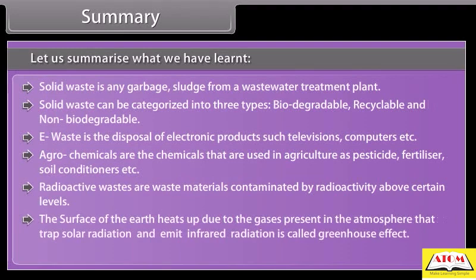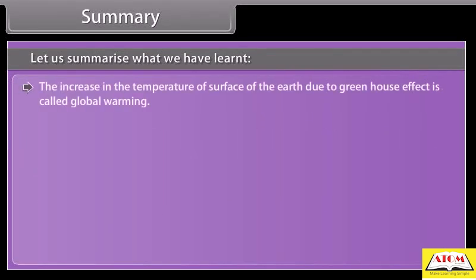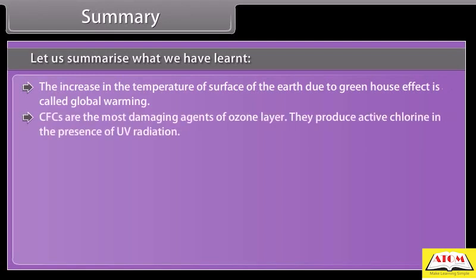The surface of the earth heats up due to the gases present in the atmosphere that trap solar radiation and emit infrared radiation. This is called the greenhouse effect. The gases present in the atmosphere are called greenhouse gases. The increase in the temperature of the surface of the earth due to greenhouse effect is called global warming. CFCs are the most damaging agents of the ozone layer. They produce active chlorine in the presence of UV radiation.